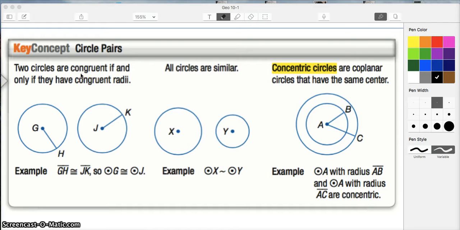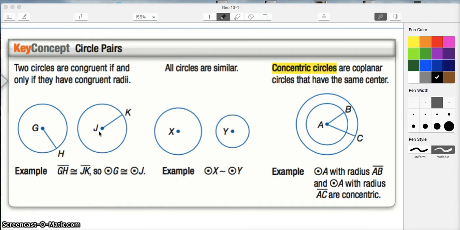So sometimes I like to come back to these key things from your textbook, which I think are really nice, because it does simplify and kind of condense all the information. So let's just take a look. Two circles are congruent if and only if they have congruent radii. And that kind of makes sense. To have the same size circle, you need to have the same size radii, and therefore they're congruent. They can lay on top of each other and one hides the other.